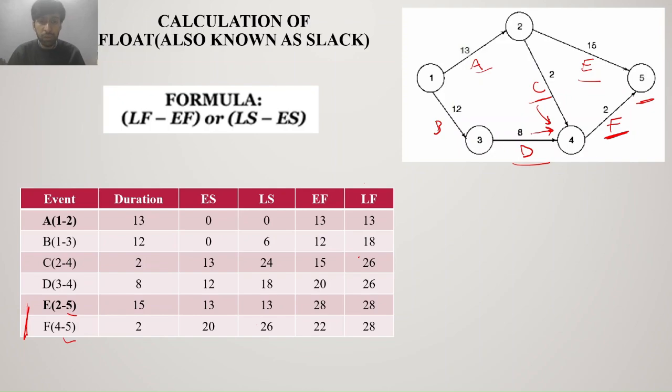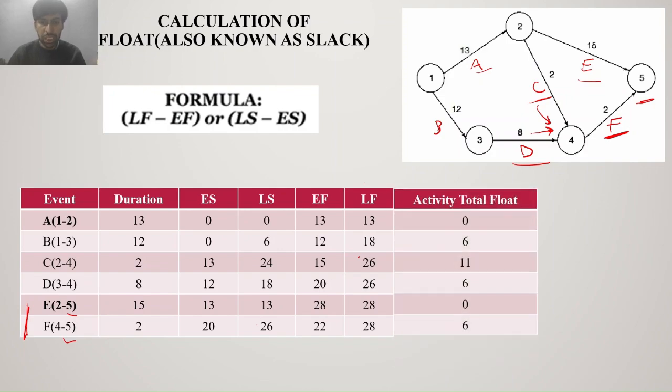Now that we have got the activity durations, we can use them to find the total float, which is simply the time a project activity can be delayed without delaying the entire project duration. It's simply LF minus EF, or latest finish minus early finish, or LS minus ES, which is latest start minus early start. You can calculate this for each activity to get these values.